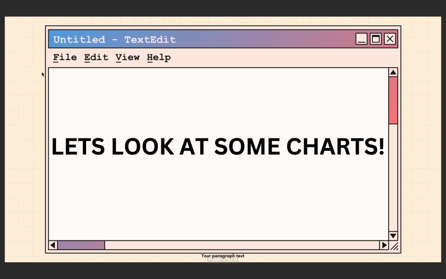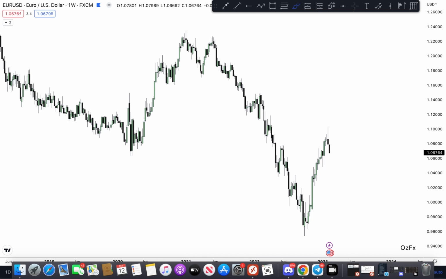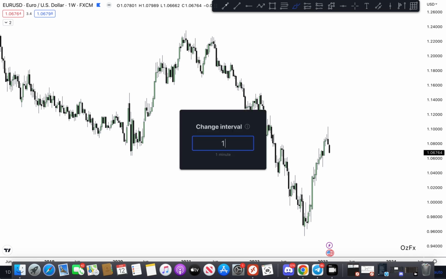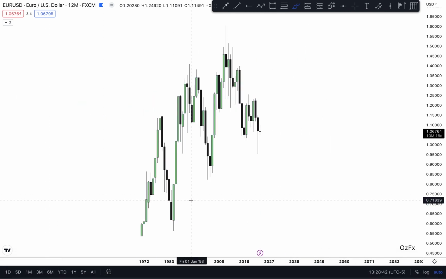So let's actually do a top-down analysis. All right, so I'm going to do the top-down analysis on EURUSD, and to get to the 12-month chart, all you have to do is type in 12 and then M, and that goes to 12 months. Like I said, there's not a lot that you do in here. You just want to look at this just to know, okay?